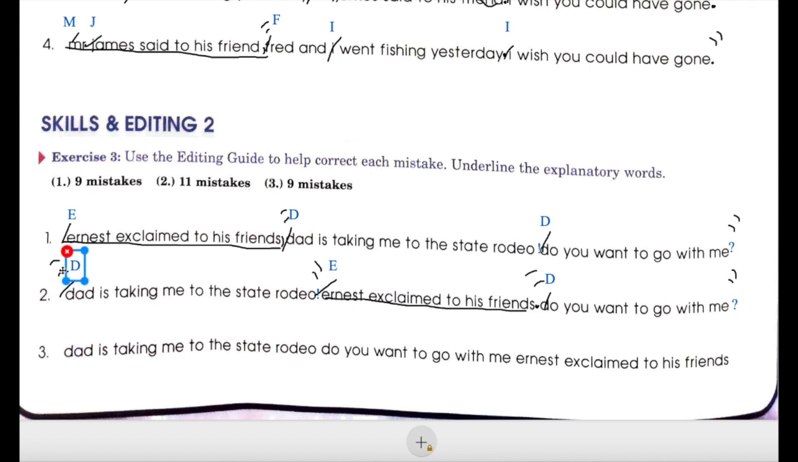All right, let's count our mistakes. 1, 2, 3, 4, 5, 6, 7, 8, 9, 10, 11. We have them all. Last one, number 3. Dad is taking me to the state rodeo. Do you want to go with me? Ernest exclaimed to his friends.